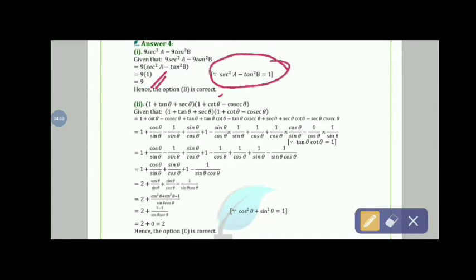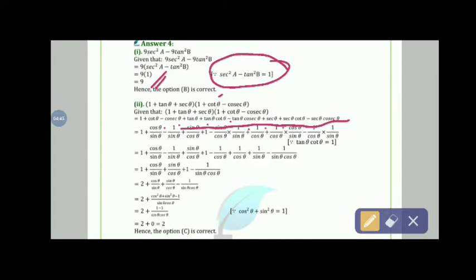Now, (1 plus tan theta plus sec theta) over (1 plus cot theta minus cosec theta). So how to solve this? First we write this as 1 plus cot theta minus cosec theta plus tan theta cot theta. What are we doing? We are just multiplying each term by the other terms. So 1 plus cot theta can be written as cos theta over sin theta, cosec theta as 1 over sin theta, and tan theta as sin theta over cos theta. So tan theta into cot theta is 1, then tan theta into cosec theta is sin theta over cos theta into 1 over sin theta, then sec theta is 1 over cos theta, and sec theta into cot theta is 1 over cos theta into cos theta over sin theta.